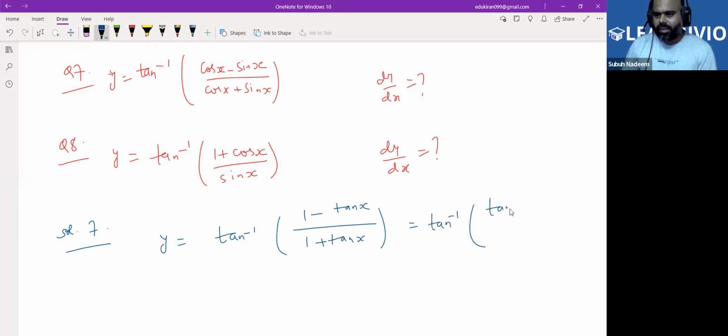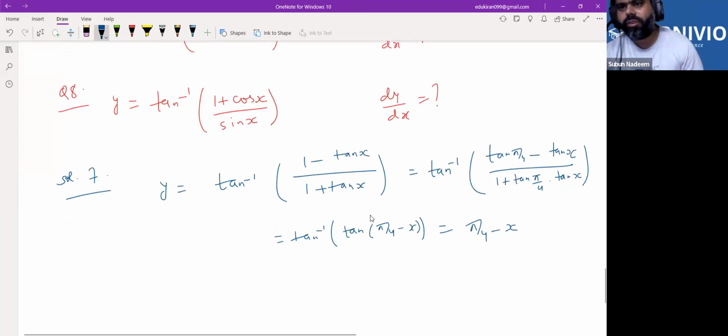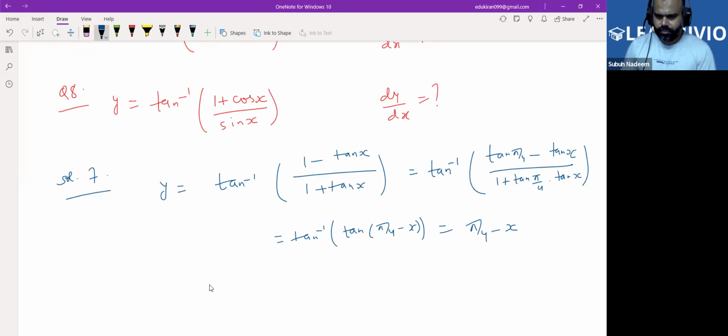Now 1 can be written as tan pi by 4, that is tan 45 degree, which is 1. And which identity is this now? Tan of (a minus x). Now we cancel tan and tan inverse, and it will become pi by 4 minus x. So before applying any differentiation, we use trigonometry and inverse trigonometry. Therefore, y is equal to pi by 4 minus x.